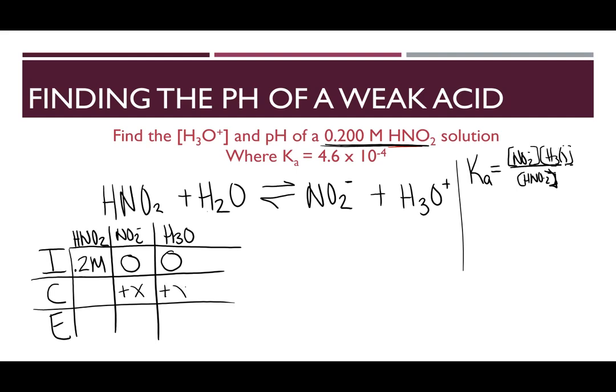So positive X. And this guy is going to change by the same magnitude, but it is going to go down. So our equilibrium looks like this: 0.2 minus X, X, and X. Now that we have at least something for our equilibrium concentrations, we can take these values and plug them into Ka. I'm just going to go to a new slide so that I have some room to work here.